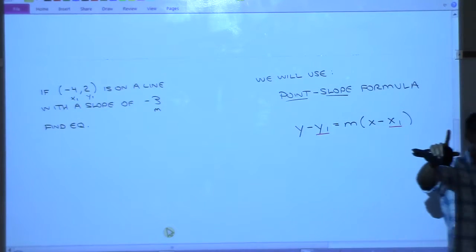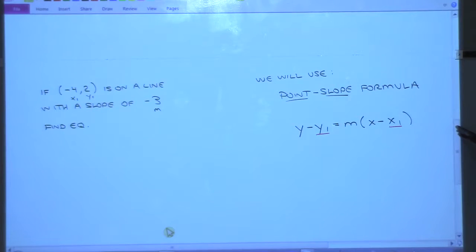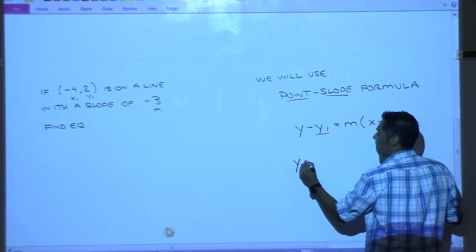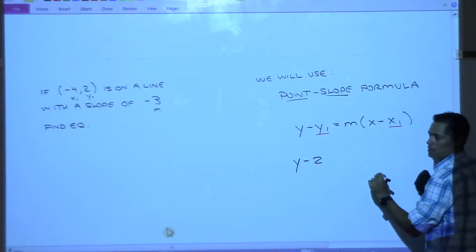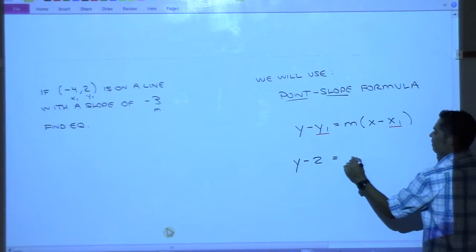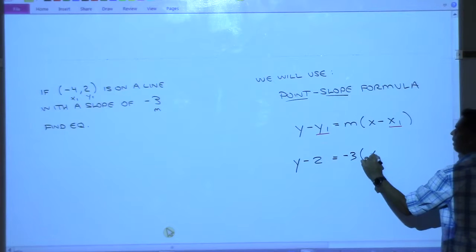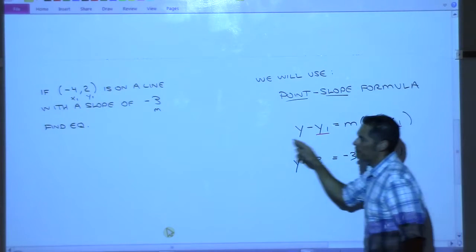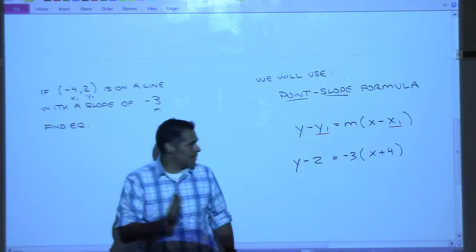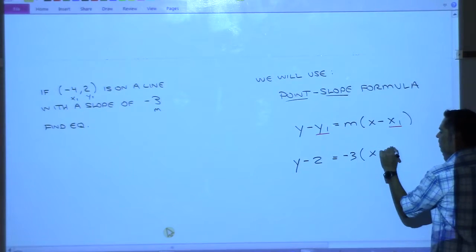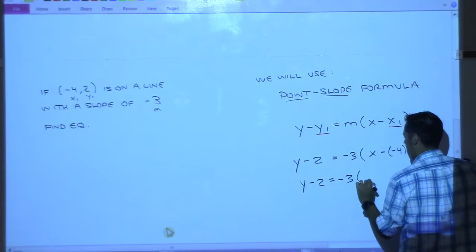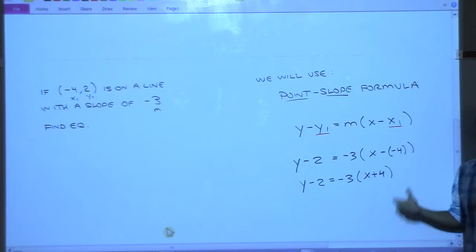So we have all that given to us, and all we have to do is inject them into the formula. Go ahead and continue. It's going to be y minus 2 equals negative 3 times (x plus 4). Wait a minute, where'd you get plus 4 from? Because of the negative and negative. Yes, you have to be careful with this. This is minus, but x1 was minus 4, so you're subtracting a negative 4, and that's why it becomes plus 4.